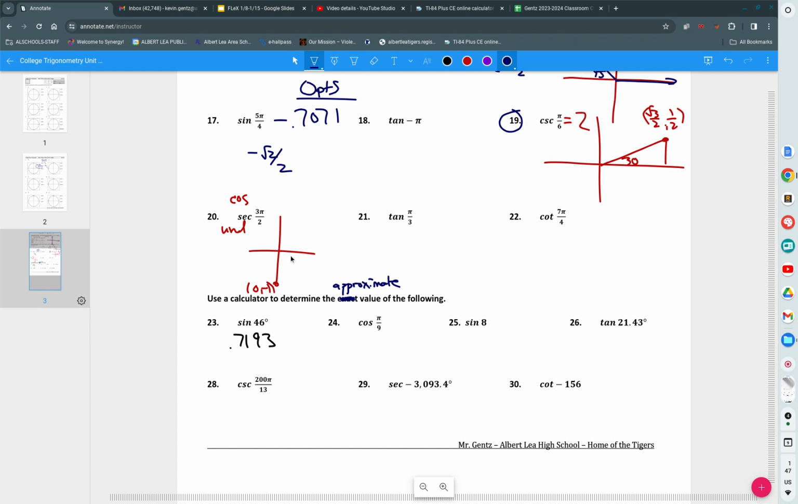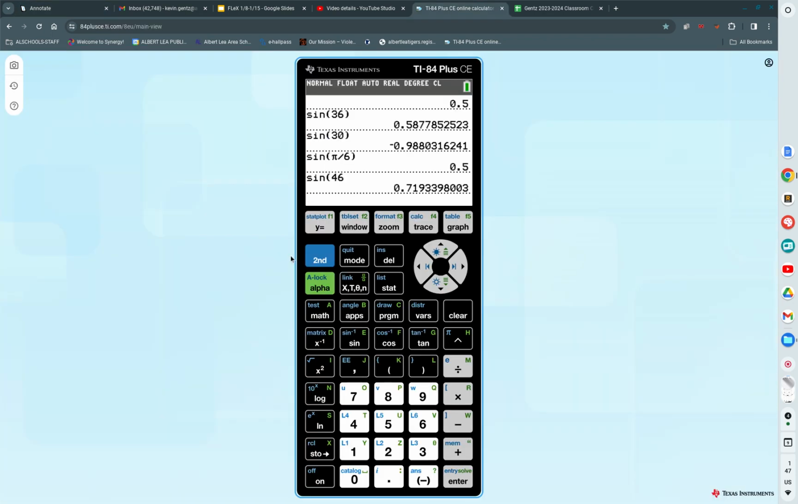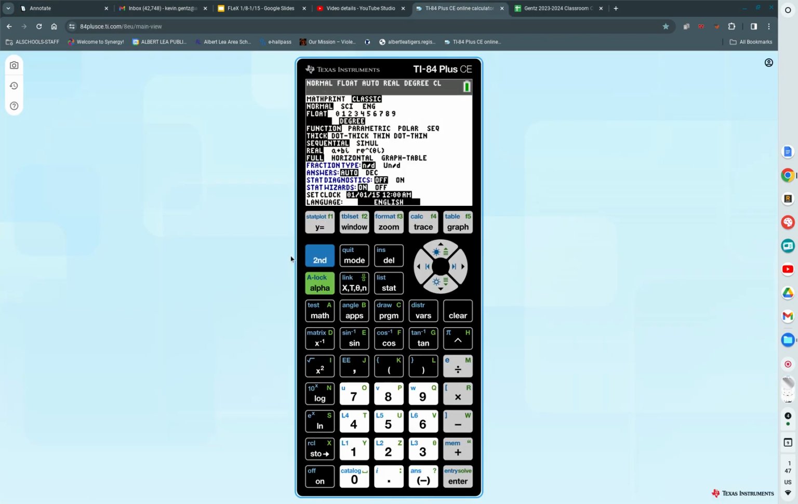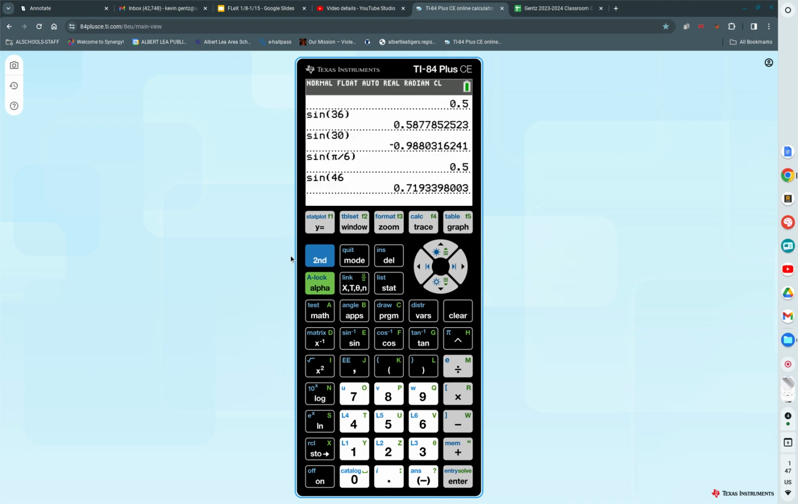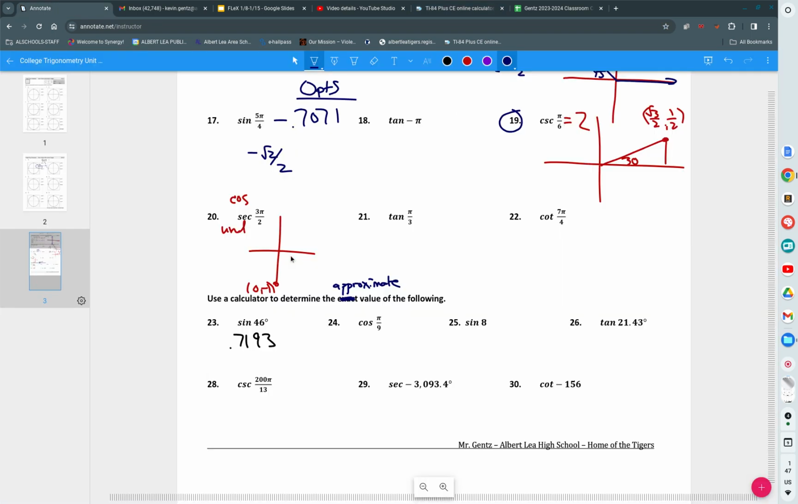Everybody see the difference? What's different about 24? Is that a radian or a degree? It's a radian. So I go back to my calculator and I switch my mode to radian, and I press cosine, and I do pi divided by 9, and I get 0.9396. We'll do one more together.